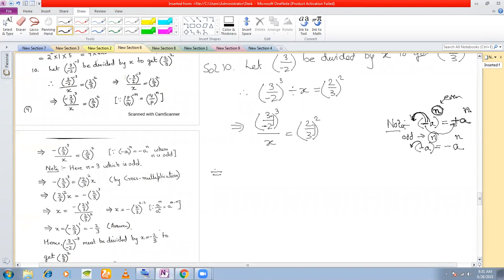So applying the same rule here. Now you see you have a minus sign inside the bracket, and what is the power here? The power here is odd. That means we should apply this one, right? If I take this negative sign outside, it will remain here. So minus, I can write this as (3/2)^3.